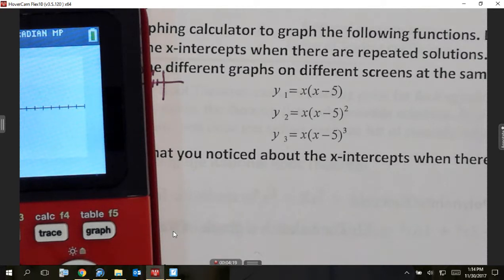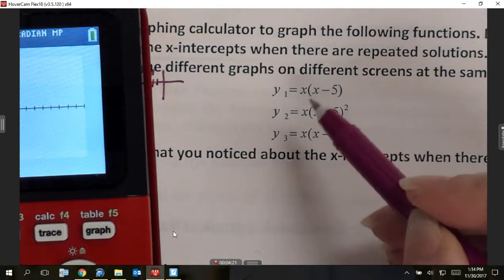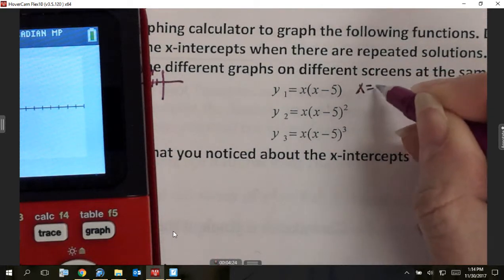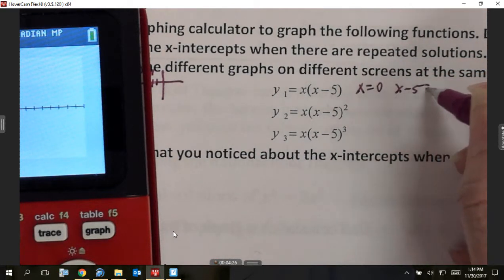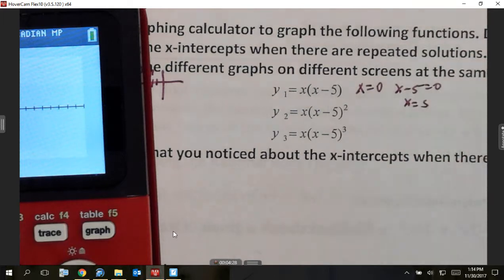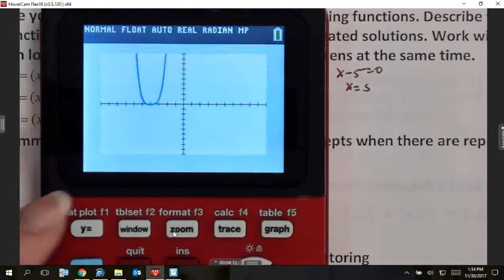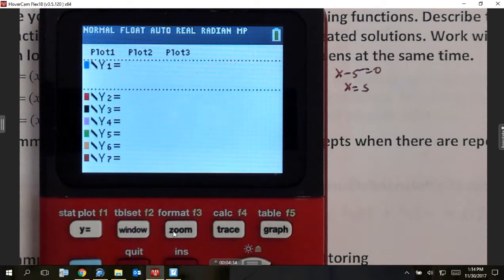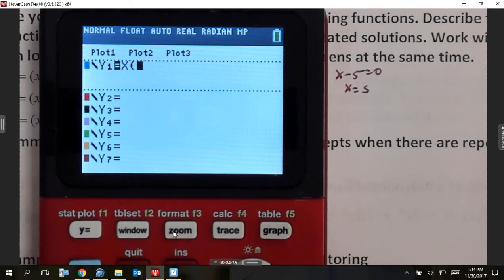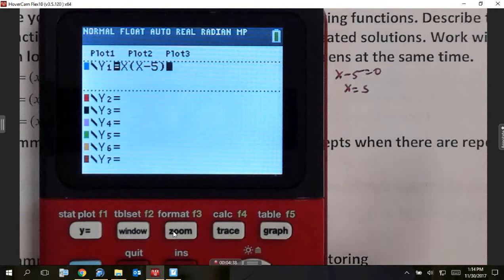0. The x-intercepts are going to be at 0 and 5 because you have to set each factor equal to 0 and solve each factor. So we're going to have x-intercepts at 0 and 5. Go ahead and graph it. You'll like it once I explain it.